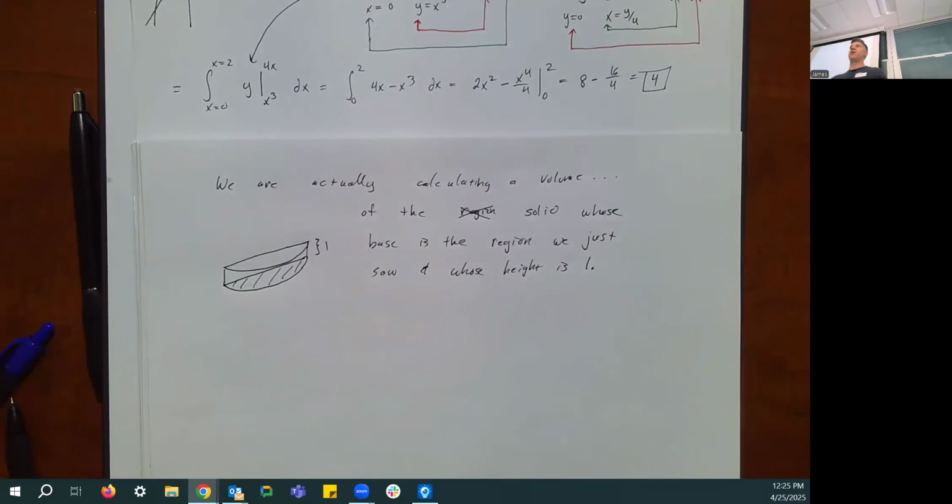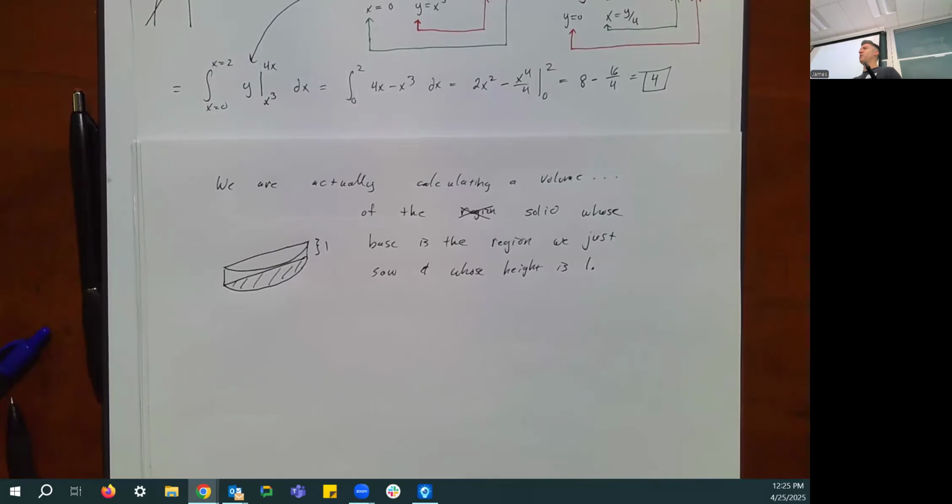Which makes sense, right? If you have a shape that has a base area of 32 square feet and you multiply it by a height of 1 foot, the volume is going to be 32 cubic feet. We're just ignoring the dimensions here so that we get the right answer for the area, which is the same as the answer for the volume.